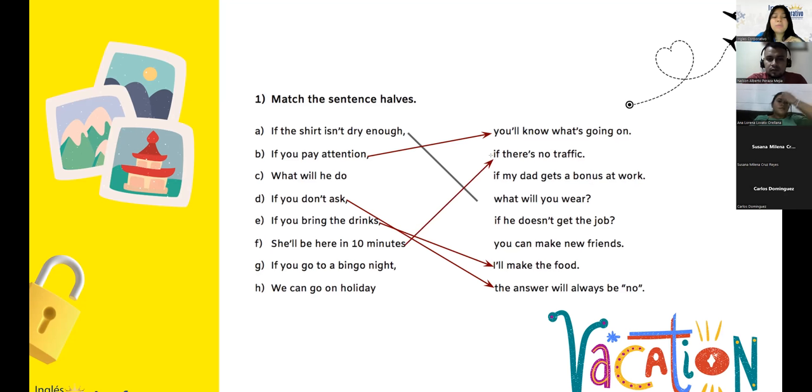If you go to a bingo night, you can make new friends. And we can go on holiday. What will you wear? No, that one is for letter A. We can go on holiday. If he doesn't get the job. No, okay. We can go on holiday. That is possible.